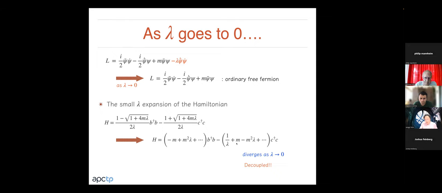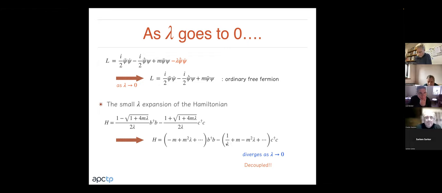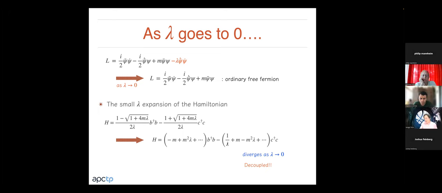Yes, I agree that you have to be careful of the sign, whether it's negative infinity or positive infinity. Let's say lambda is negative. Then the energy diverges, so it decouples from the spectrum. When lambda is positive but goes to zero, it goes to negative infinity. But let's say you are allowed to shift the energy, like a vacuum energy, with a term like one over lambda. Then this one diverges, but the other becomes finite, something like that.